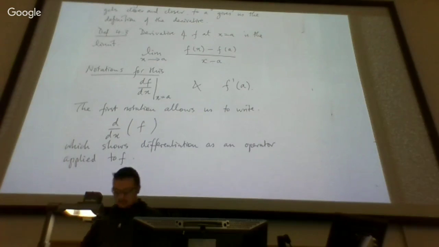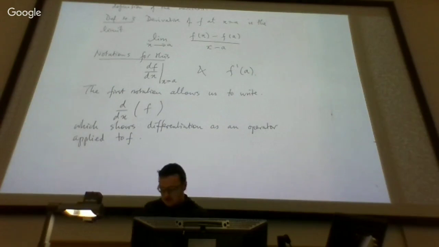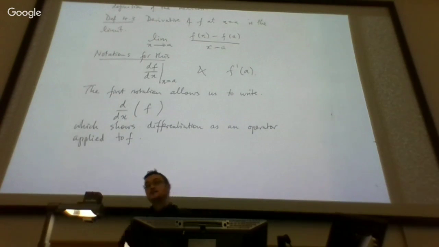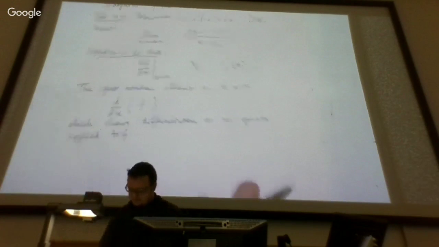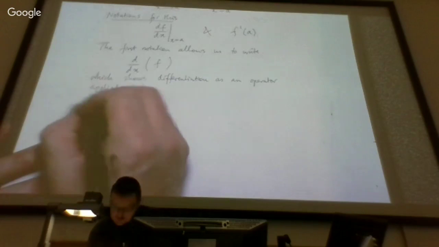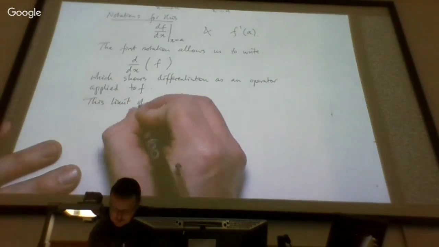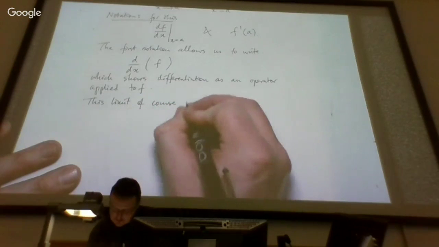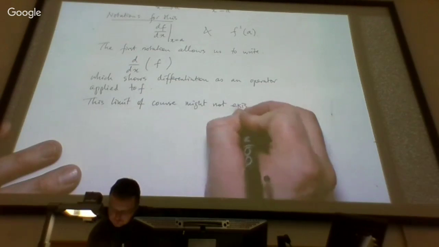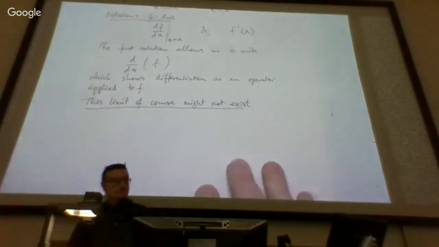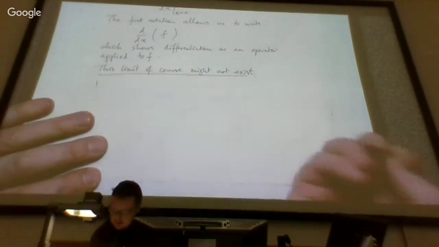Before we look at some examples, it might be instructive to just show a couple of reasons why the derivative might not exist. So this limit, of course, might not exist. Here's a couple of situations where it might not exist.